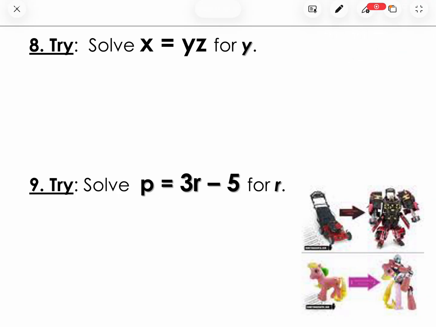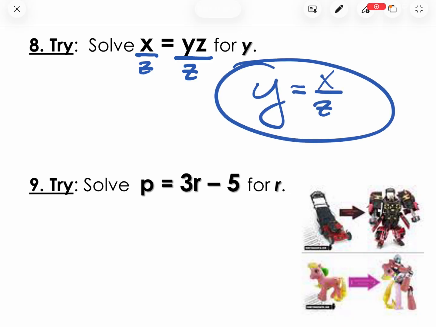Here we go. We're going to solve this one for y by dividing by z. Do you all agree? Y equals x over z. That's going to be an easy one. On your homework tonight, you got to write out the problem. You write this, like number 7 or number 12 or whatever. You write this down. You solve it. You circle your answer. You type it into Big Ideas.